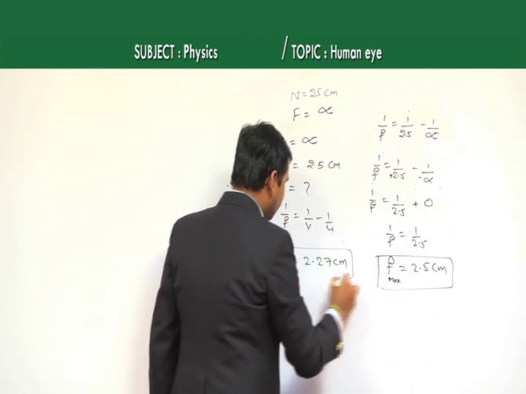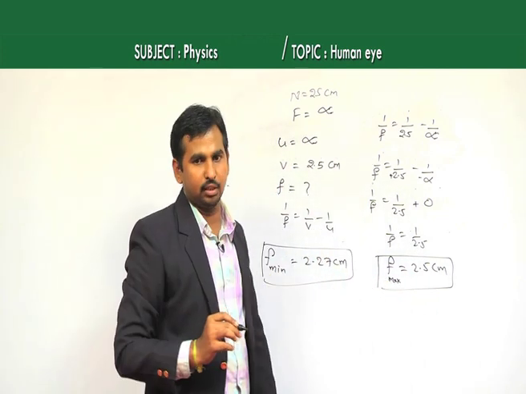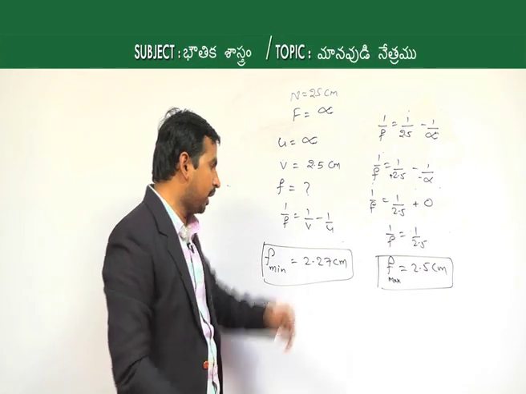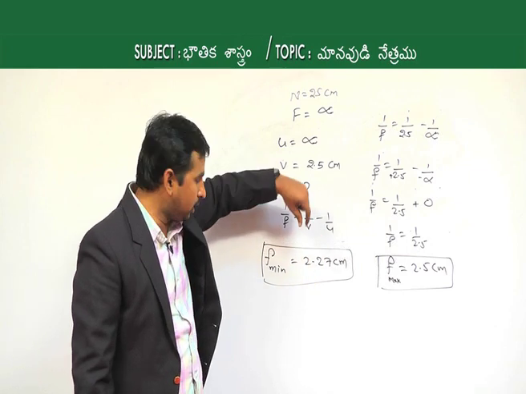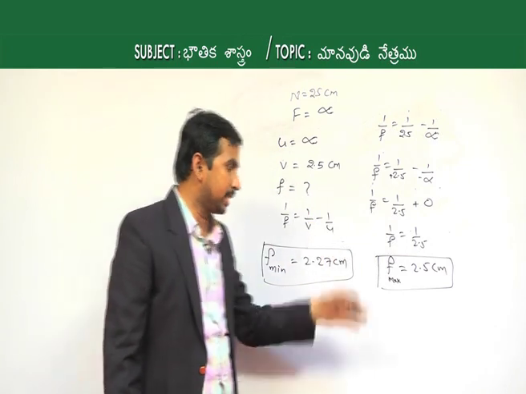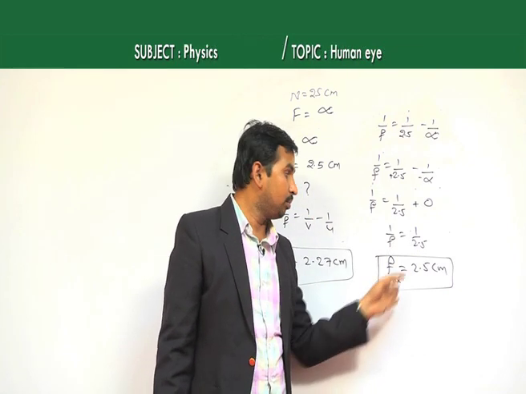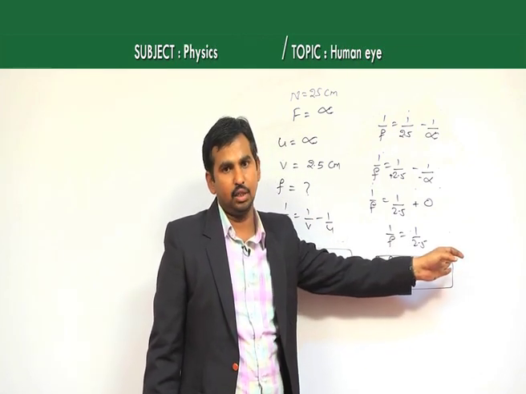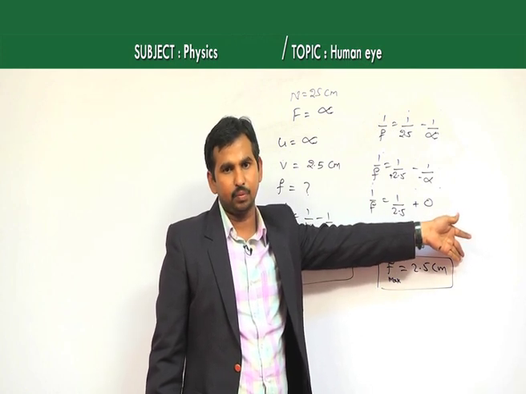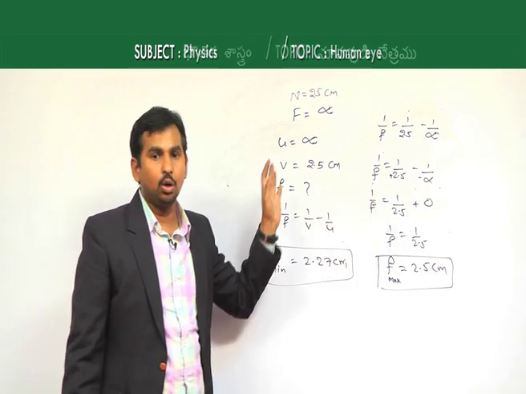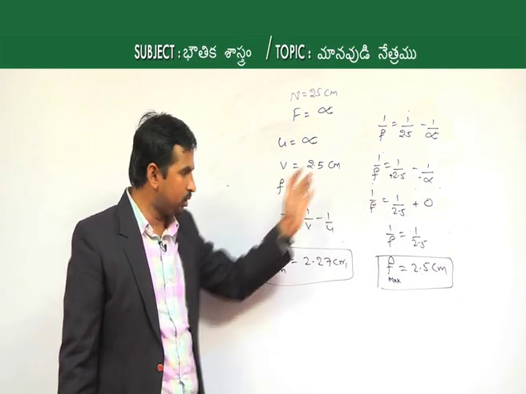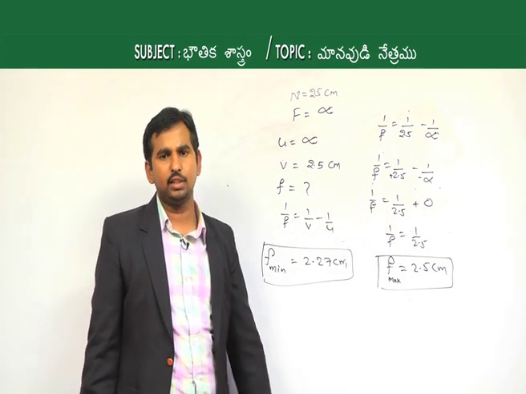So for a normal, clear vision, the ciliary muscles are always adjusting the focal length. When you are seeing a near distance, it is 2.27 centimeters. If the object is at a very far distance, it adjusts our eye lens to 2.5 centimeters, which is the maximum focal length our ciliary muscles can adjust. This is the case of normal vision: minimum focal length 2.27, maximum focal length 2.5 centimeters.